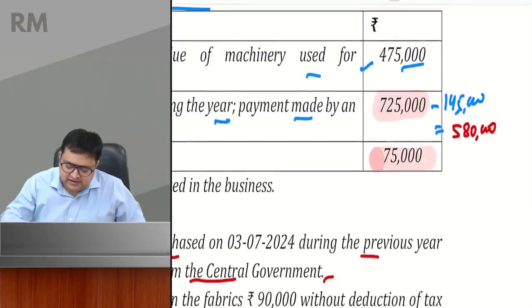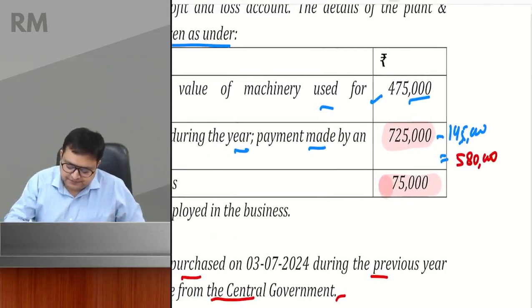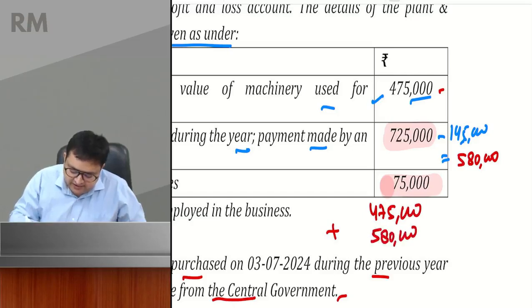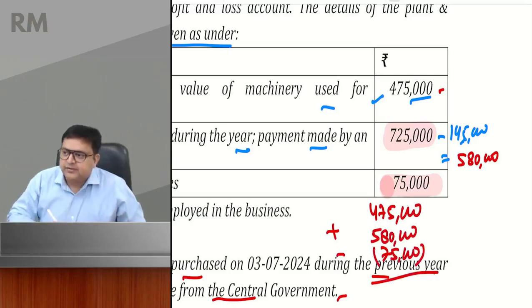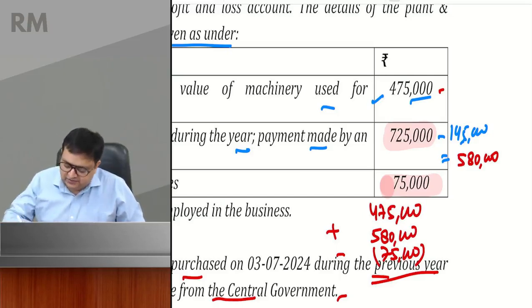Now tell me how much is the total depreciation which will be charged. Opening value 4,75,000. Additions during the year 5,80,000, not 7,25,000. Minus money received on sale 75,000. So it would be 4,75,000 plus 5,80,000 minus 75,000, which is 9,80,000.